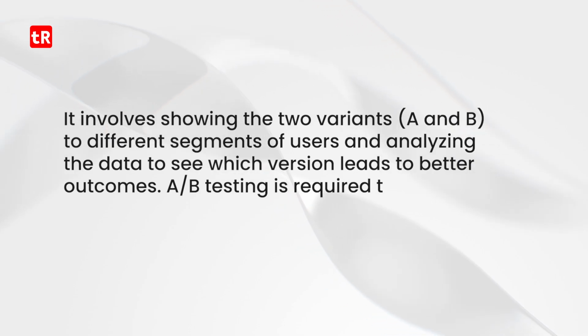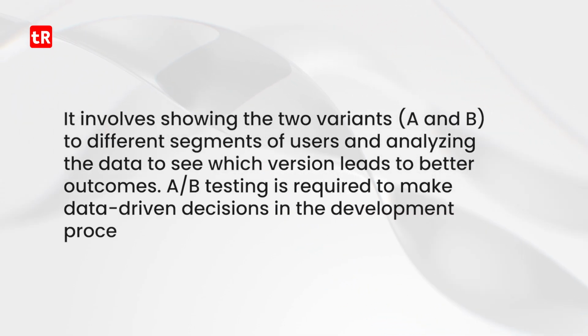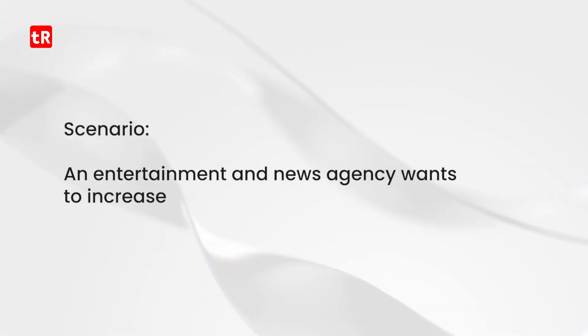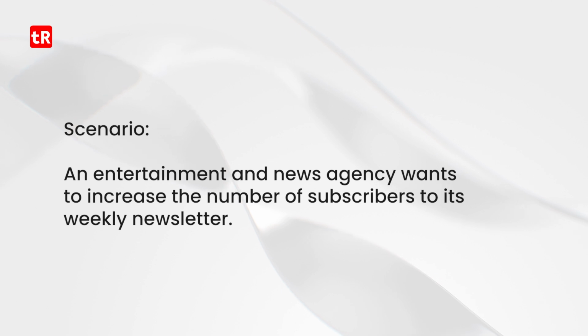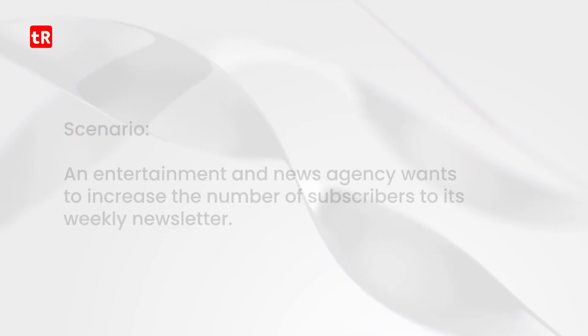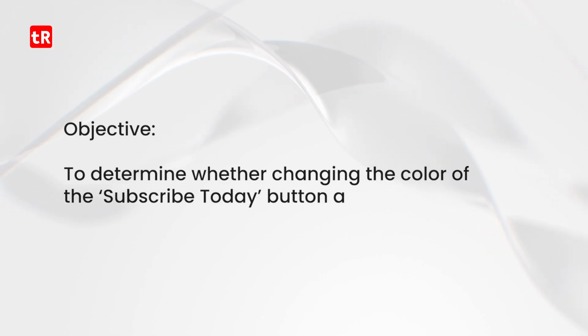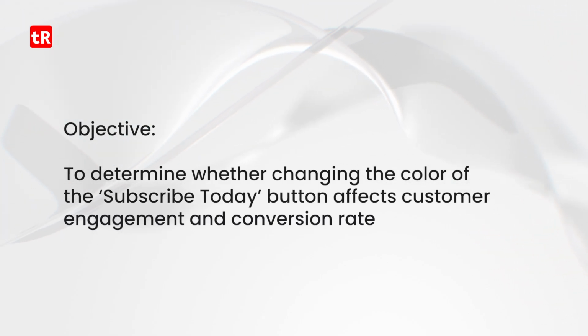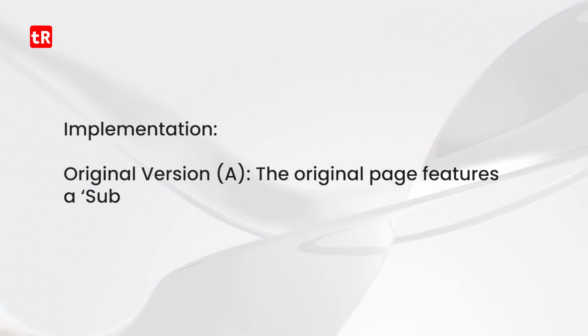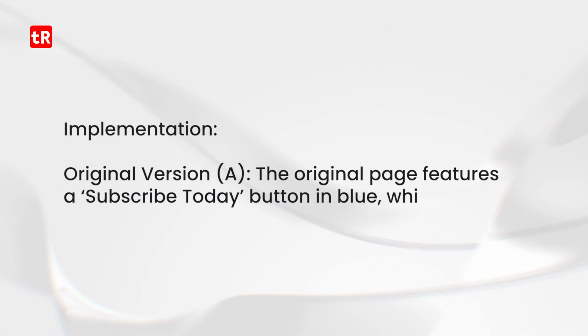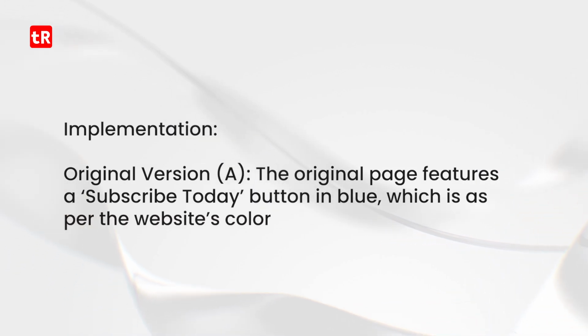A/B testing is required to make data-driven decisions in the development process. You can also explain with the example below. A scenario. An entertainment and news agency wants to increase the number of subscribers to its weekly newsletter. The objective? To determine whether changing the color of the Subscribe Today button affects customer engagement and conversion rates. Implementation. The original version, the A version, features a Subscribe Today button in blue, which is as per the website's color scheme.